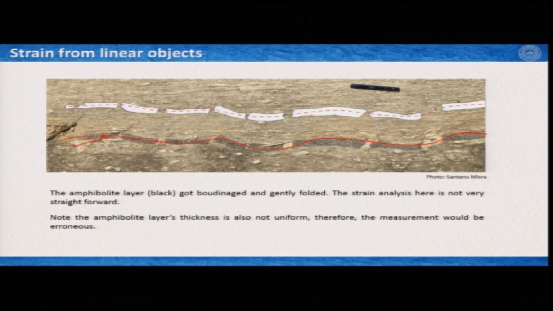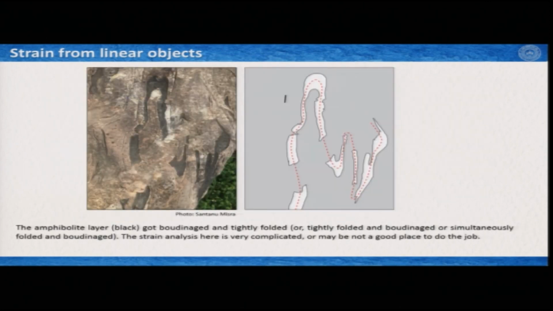So if you try to do measurement out of this, it is difficult. First of all, it is not recommended, and if you do, then you have to be very careful considering other factors. Now, it can be even more difficult if you have a budinaged layer which is tightly folded. Here in this case, again this is an amphibolite layer. I made a sketch of this amphibolite layer on the other side. Here the white one is your amphibolite layer, which got budinaged and folded.